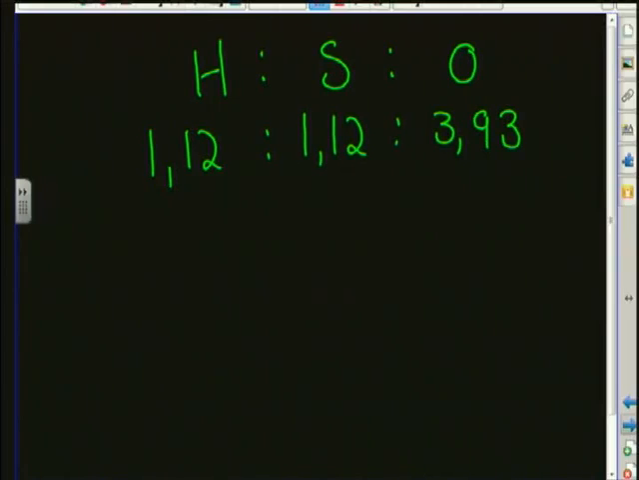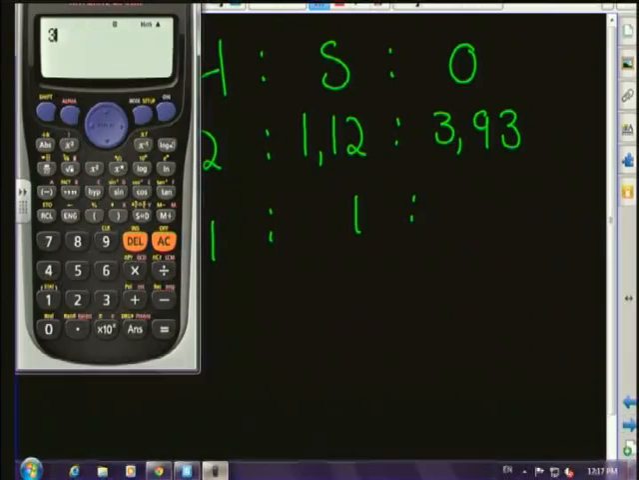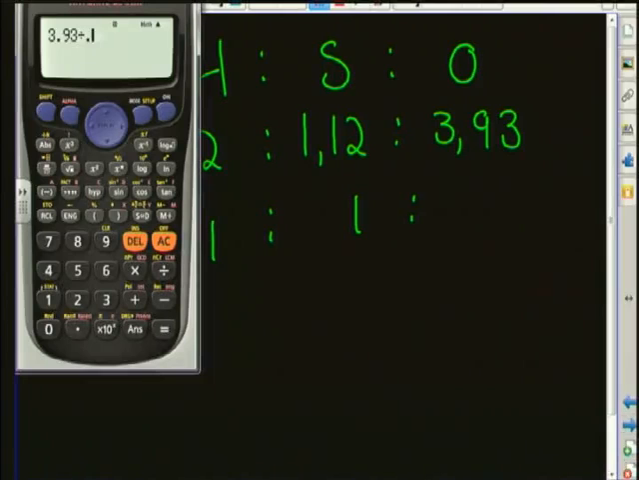Now we go fine. So, can we have half an atom? Of course not. Divide by the smallest number, which is the 1.12. So that's 1, 1, and we get 3.5. Okay, we're okay with that.